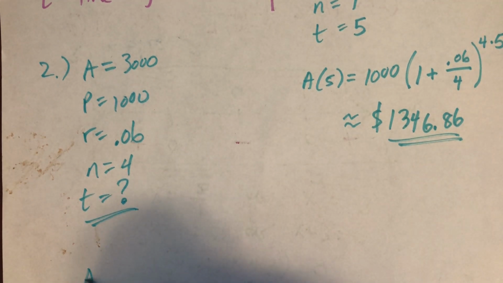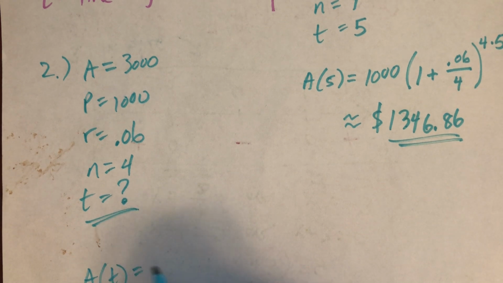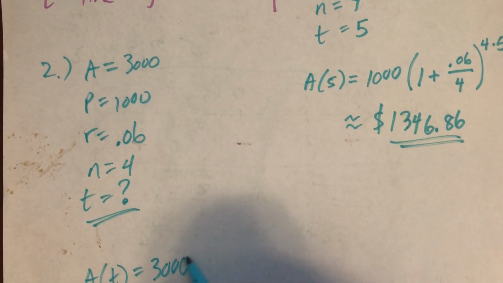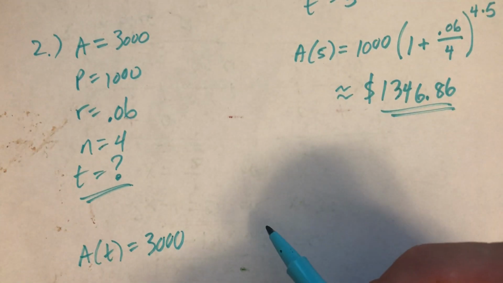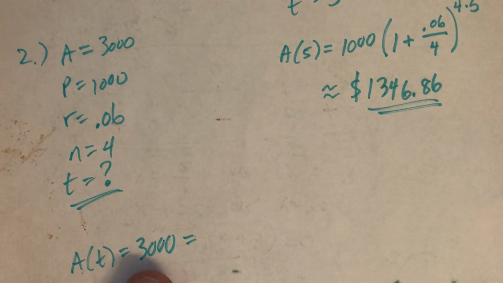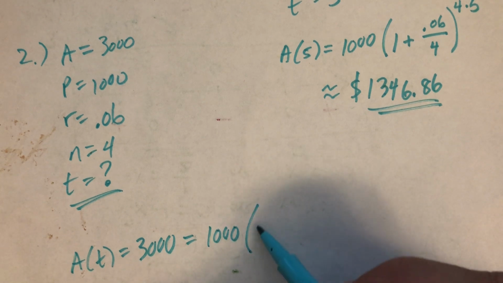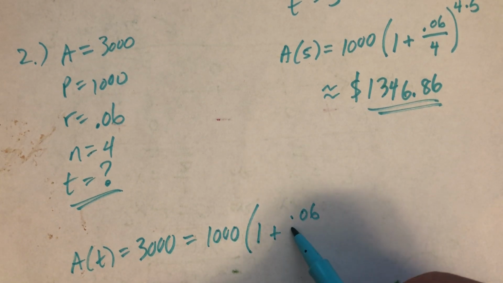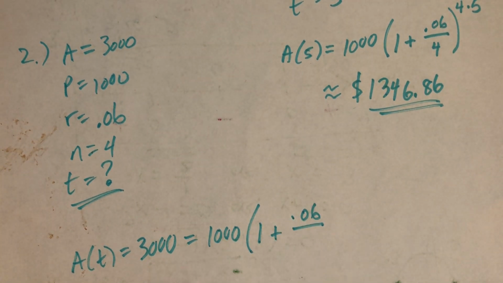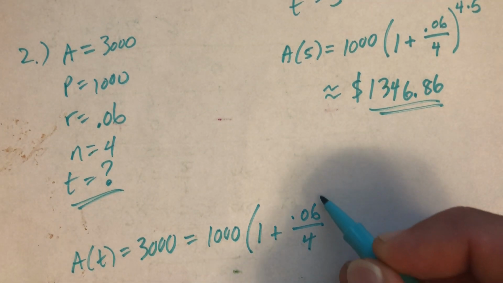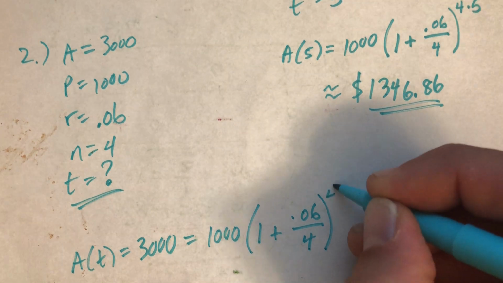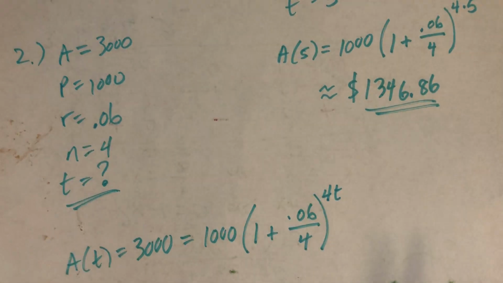So A of t is going to be 3,000. And plopping in the nice formula, there's A, and then we've got our principal times 1 plus our rate over our number of compoundings, raised to the n times t power.